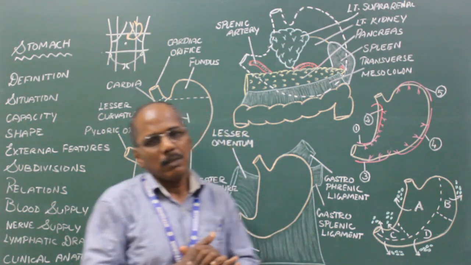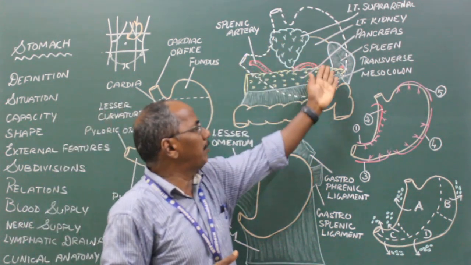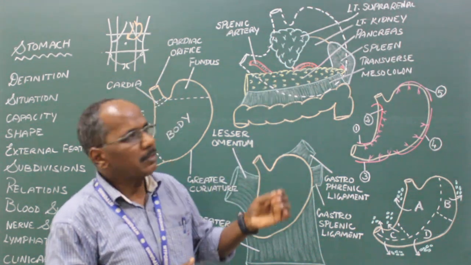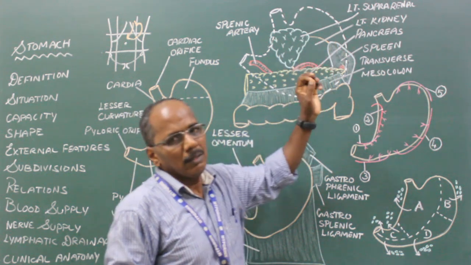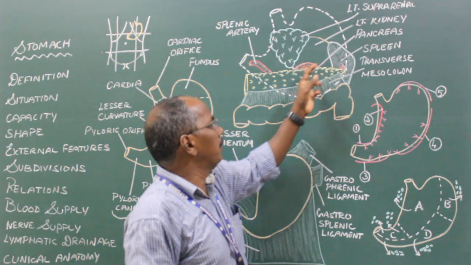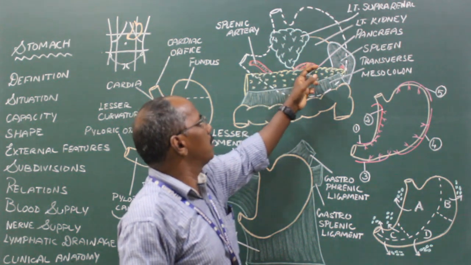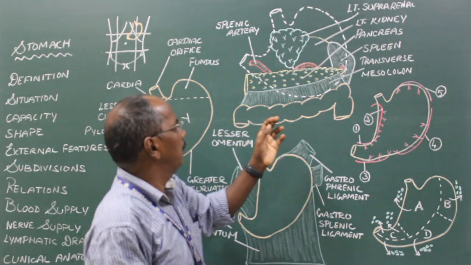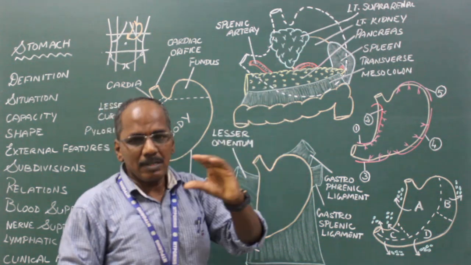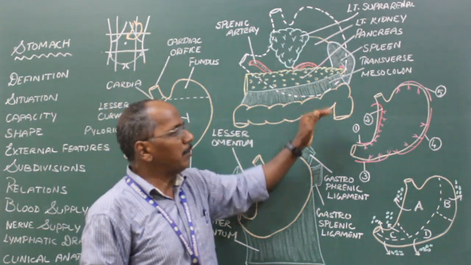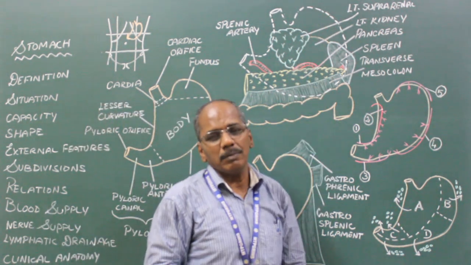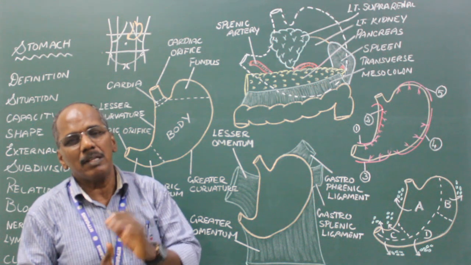Posterior relations. The posterior relations of the stomach are formed by the following structures, which form the stomach bed. It includes number 1, left suprarenal gland, number 2, left kidney, number 3, spleen, number 4, pancreas, number 5, splenic artery, tortuous splenic artery, number 6, transverse mesocolon. The transverse mesocolon is short, the transverse colon comes into relation, and finally this part is related to diaphragm. So these are the structures forming the posterior relations of the stomach.